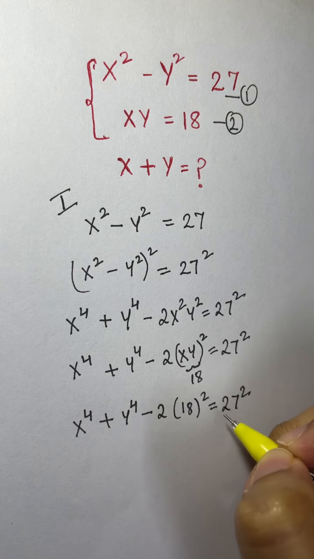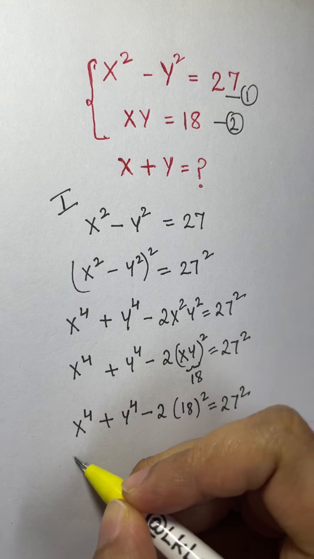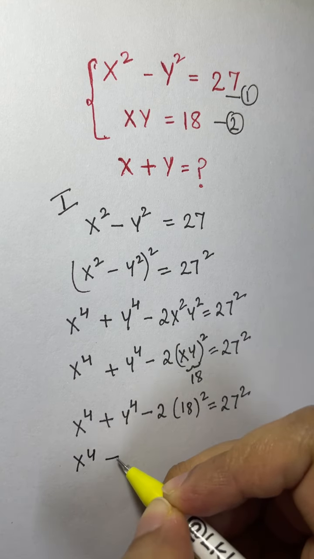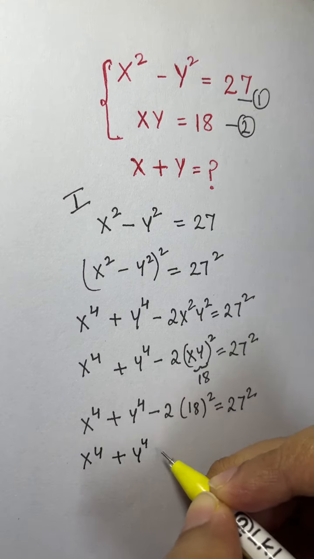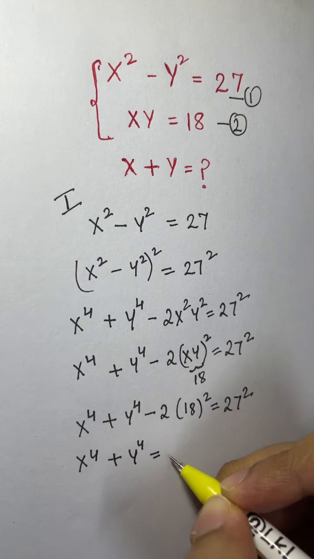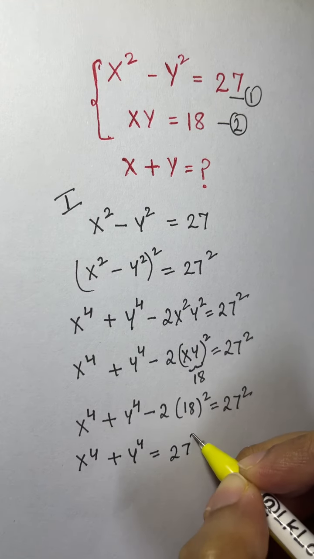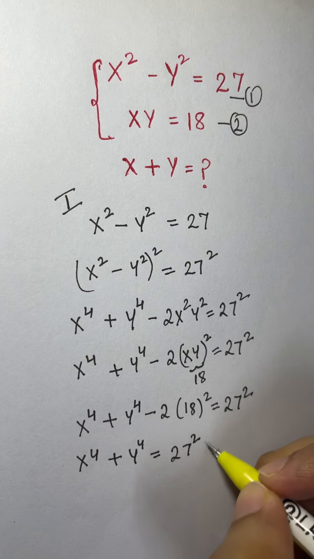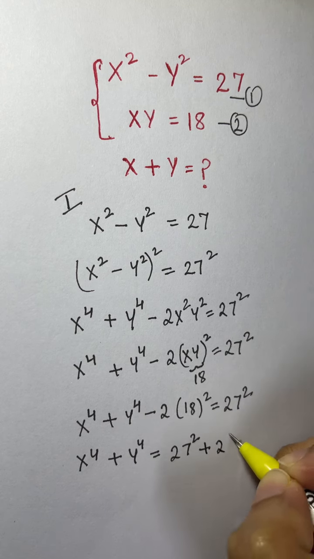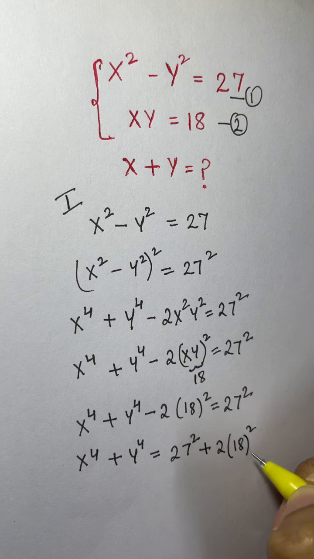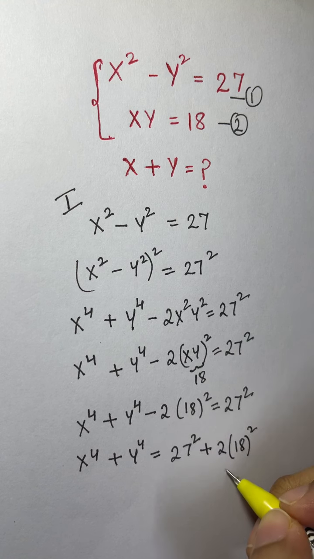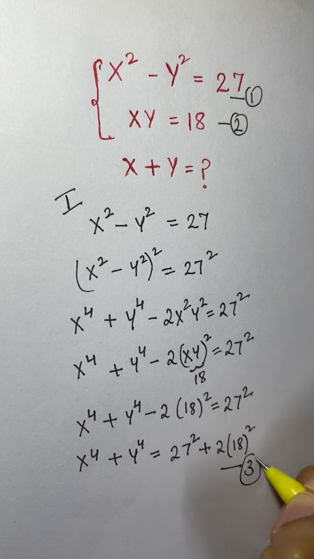Now let's bring all the constants to one side. X to the power of 4 plus y to the power of 4 is equal to 27 squared. Then bringing it this side, I have plus 2 times 18 squared. Alright, let this be equation 3.